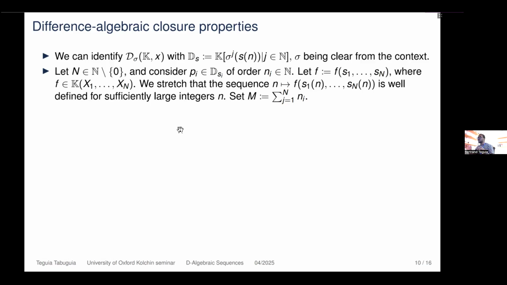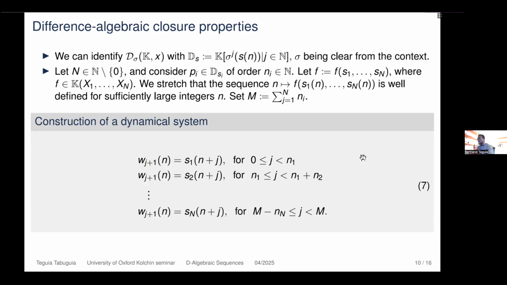Then what we are going to do now is to consider rational expressions of D-algebraic sequences. Here we have s_1 up to s_N, which are the D-algebraic sequences, and we consider f a rational function of these D-algebraic sequences. We want to find an algebraic difference equation, or a difference polynomial, that vanishes at this expression of the algebraic sequences. So the idea is quite simple.